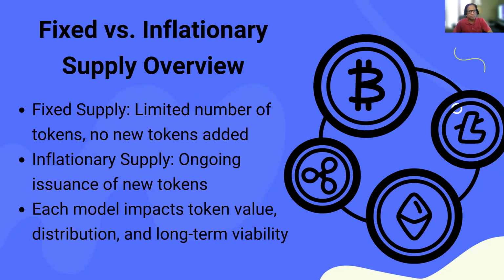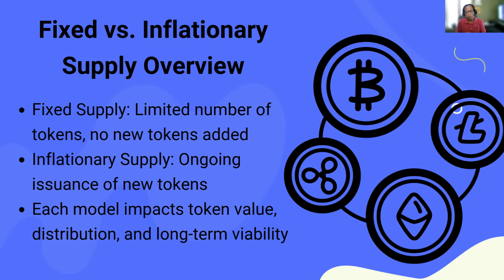Fixed versus inflationary supply overview. In the fixed supply, the total number of tokens is limited. It's just a million tokens, 2 million tokens, whatever you set, that's going to be there. The customers, those who are going to participate in your tokenomics, those who are going to be interested in buying your token, they know that they are getting into your token system, knowing that the total number of tokens is not going to change. It's going to be constant. So that is a fixed token.